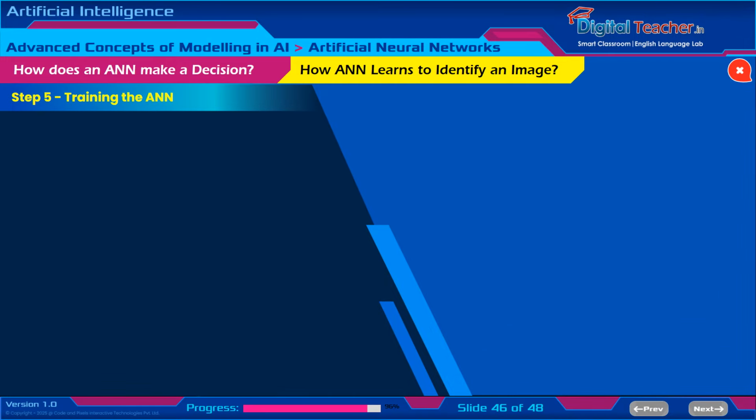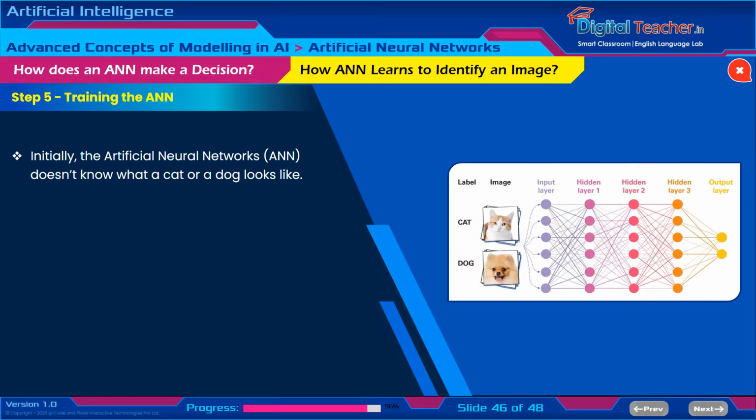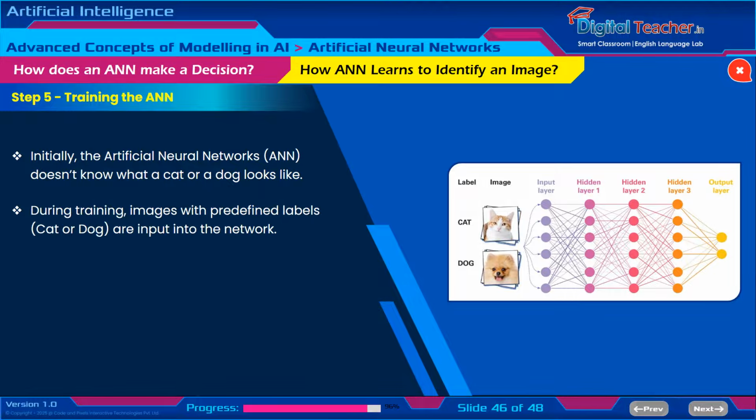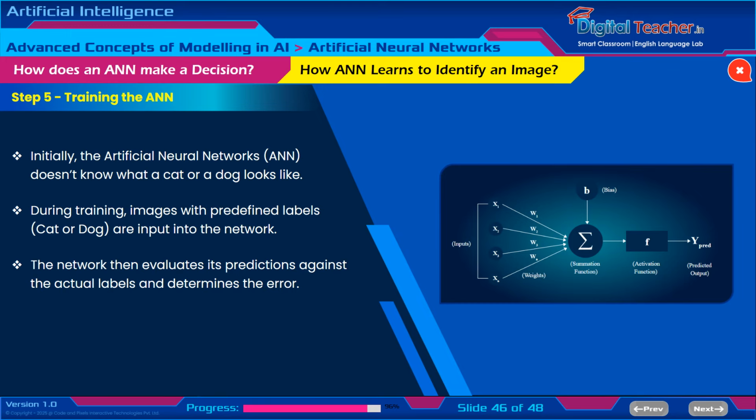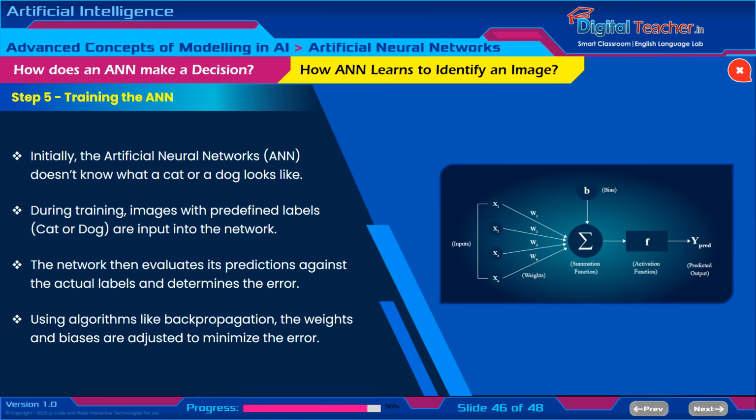Step 5. Training the artificial neural network. Initially, the artificial neural network doesn't know what a cat or a dog looks like. During training, images with predefined labels are input into the network. The network then evaluates its predictions against the actual labels and determines the error. Using algorithms like backpropagation, the weights and biases are adjusted to minimize the error.